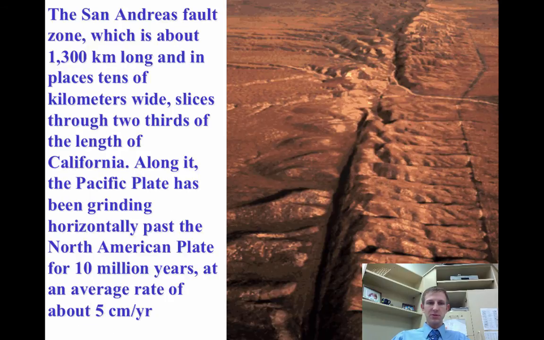So this is a picture of the San Andreas Fault. It's about 1,300 kilometers long, and it's moving at a rate of 5 centimeters per year, just to give you some perspective on how fast some of these things are moving.